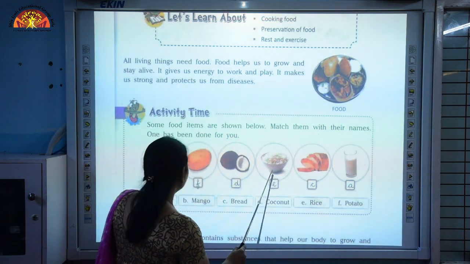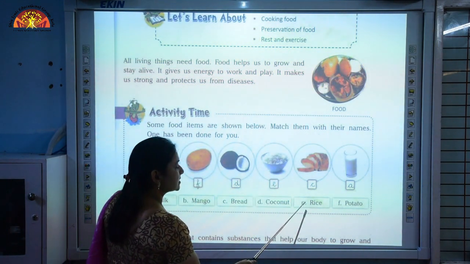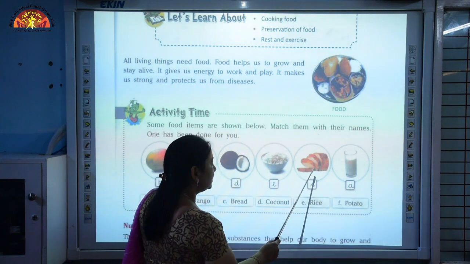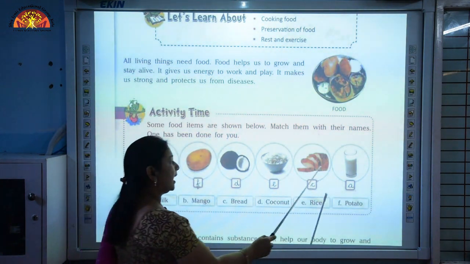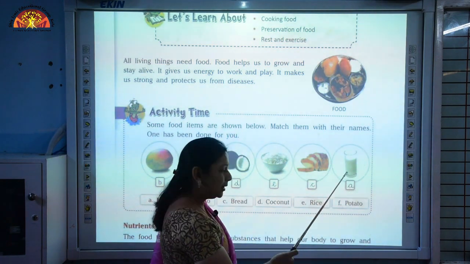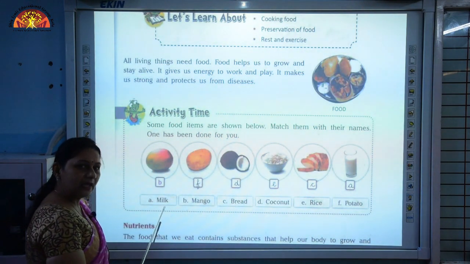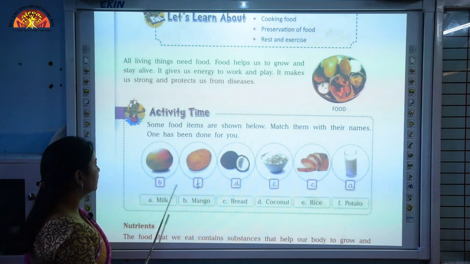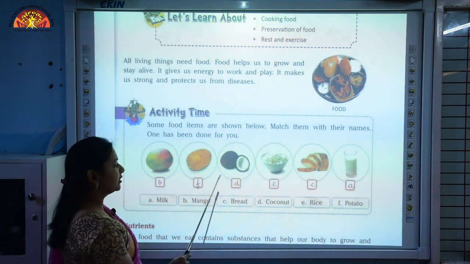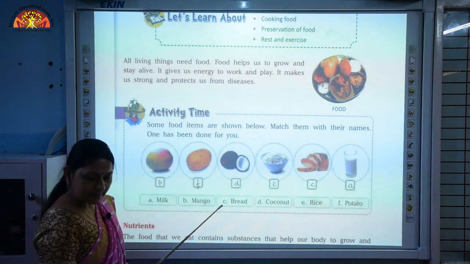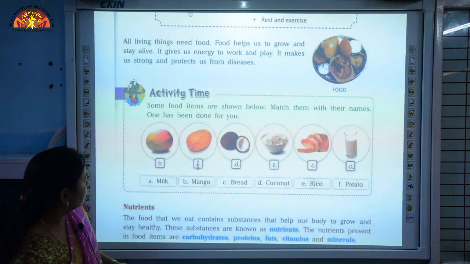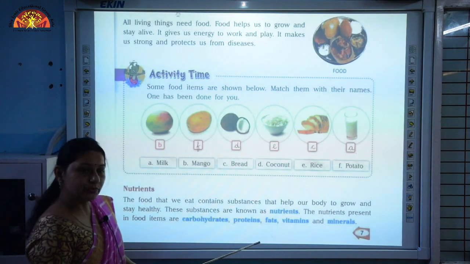The next picture is rice, that is given on E, and the next one is bread, that is C, and the last one is milk, that is given on A. So we are going to write B, F, D, E, C and A. So this is a very simple activity time. Next we come to the topic nutrients.